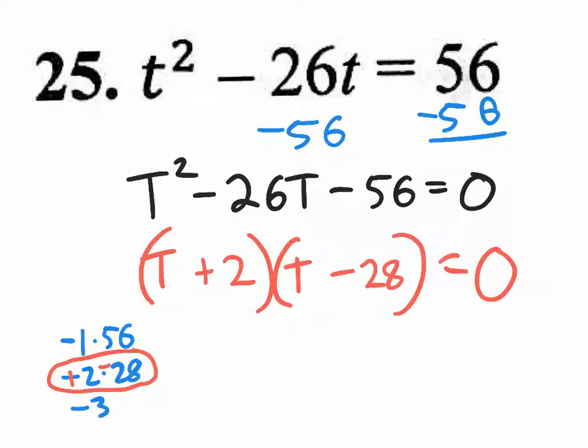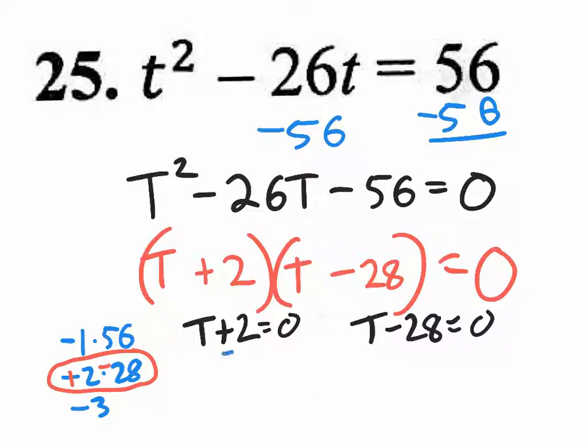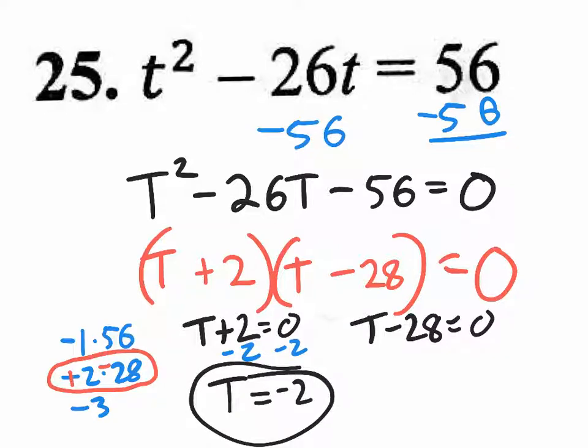And then you could actually split it. T plus 2 equals 0. T minus 28 equals 0. And now you could actually solve: minus 2, minus 2. So T really does equal negative 2. That's one answer. And then you go plus 28, and you have T equals 28 as another answer.